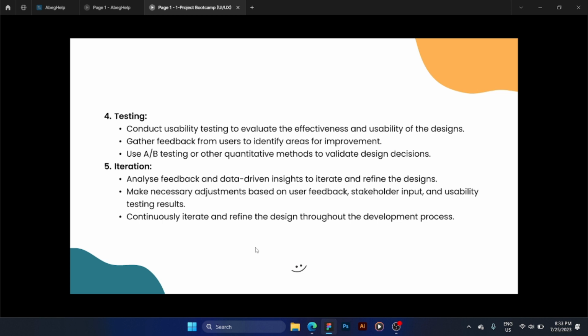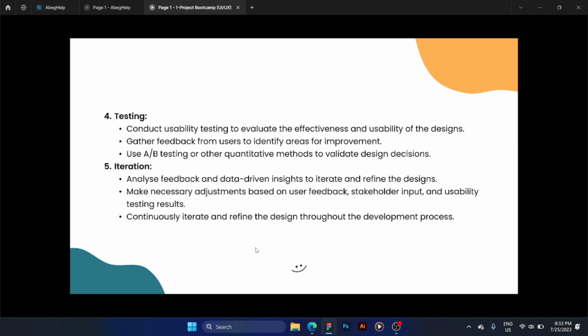So number four is testing. So remember, number one is what? Research. Number two is what? Ideation. Number three is what? Prototyping. And number four is what? Testing. All right. So testing is that we conduct usability testing to evaluate the effectiveness and usability of the design.